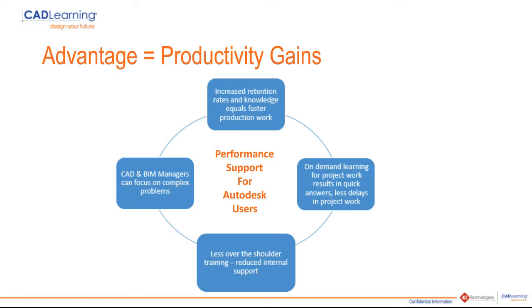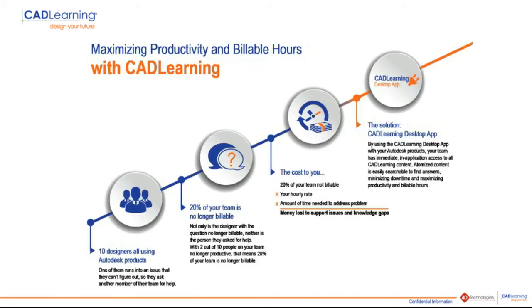One of the things that I think is important to note is we always forget how much time might be spent when somebody needs help, how much time is wasted while you're waiting for somebody to help you, or when you engage somebody else to help you with a problem. And we use a very simple example to illustrate this. In our example, we have 10 designers. They're all using Autodesk products, and what happens when someone needs help?